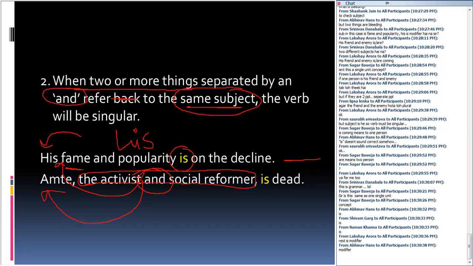Sagar, you were saying, is this same as one single unit? Yes. Yes, Sagar.